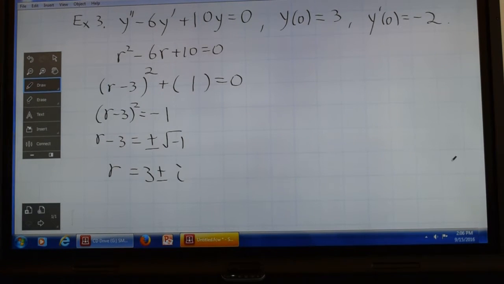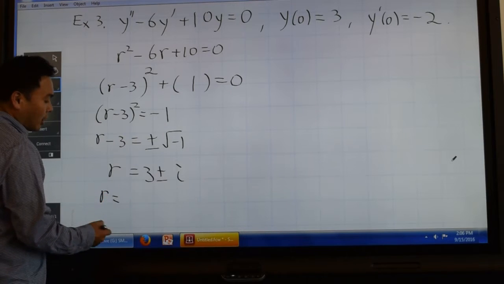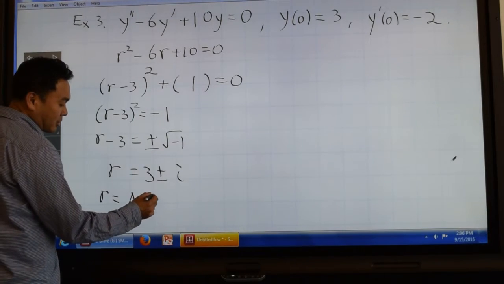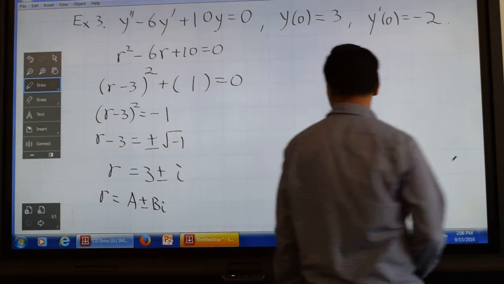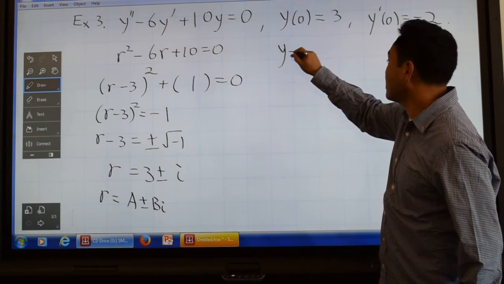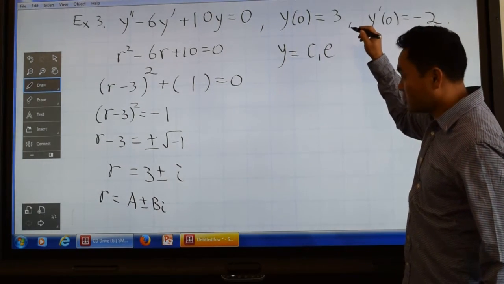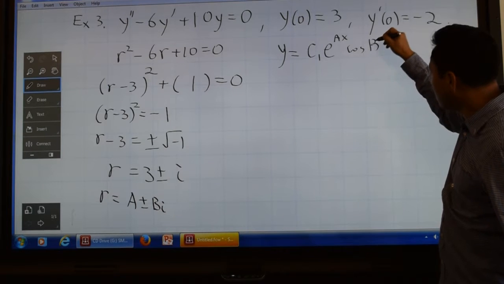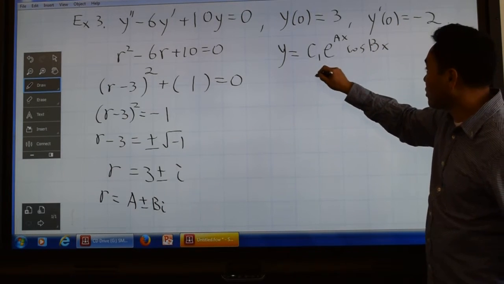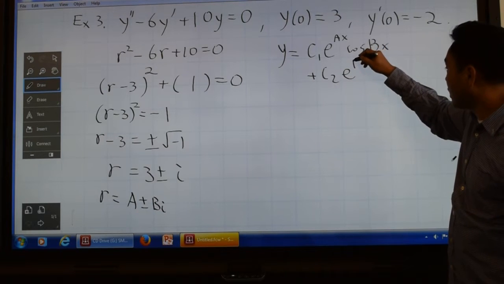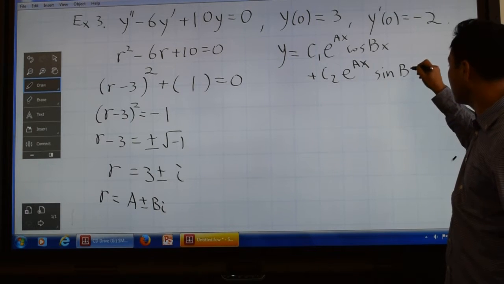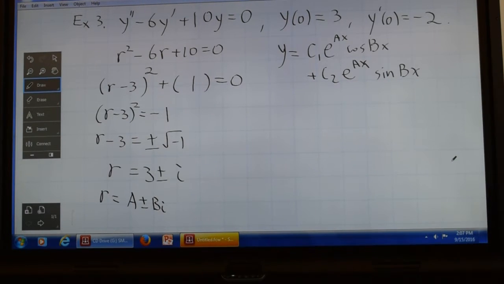Now, recall that in this case, you have your characteristic equation's solution in the form of a plus or minus bi. And in that case, we learned that the solution looks like C1 e to the ax cosine bx plus C2 e to the ax sine bx. So that's basically the general solution.